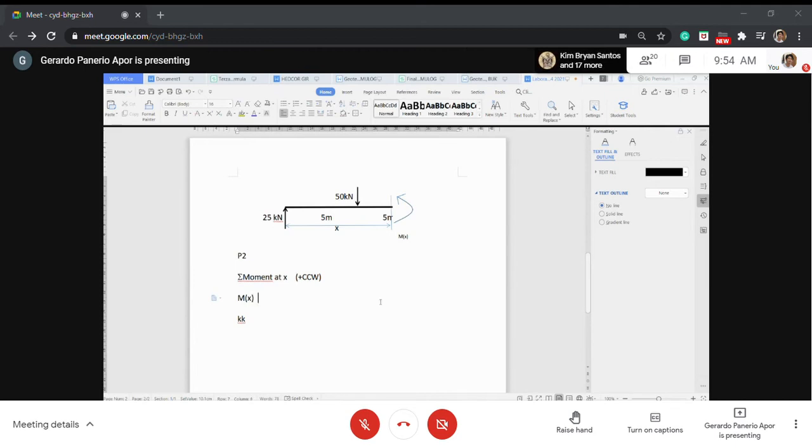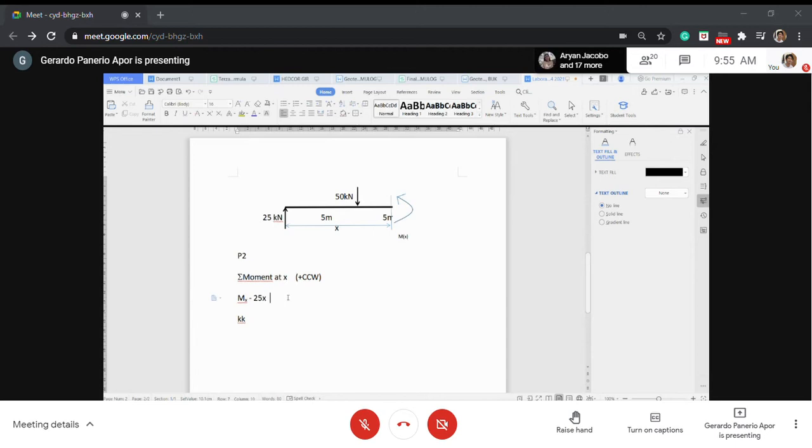Another one is the 50 kilonewton. Let's say the 25. The 25 will rotate about x. This will be your pivot point. So if you try to determine where the 25 kilonewton rotates, it rotates in a clockwise manner. So it could be negative. So that's 25 times x, 25x. So 25x.